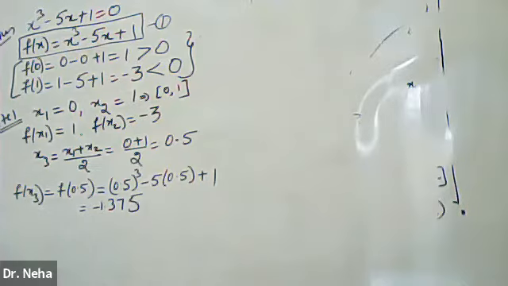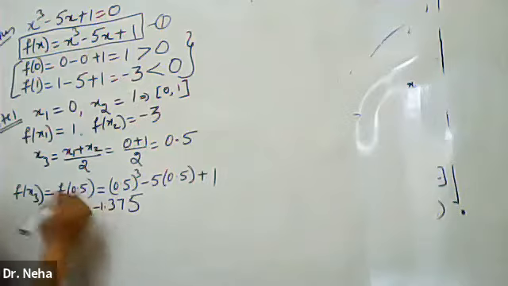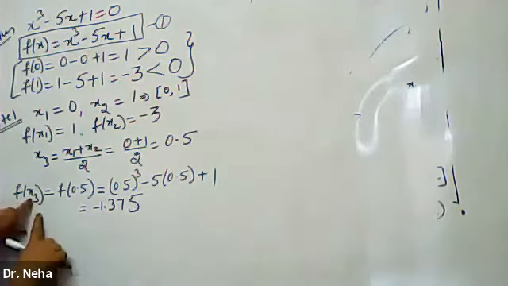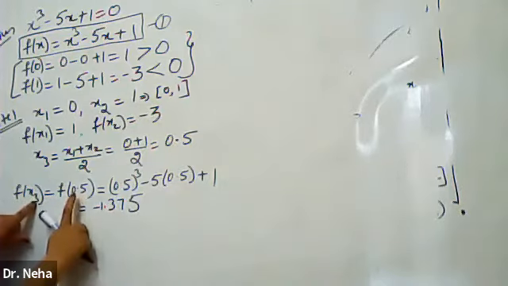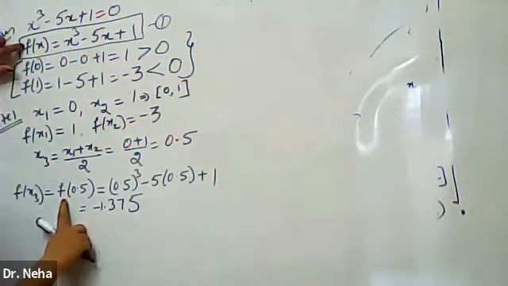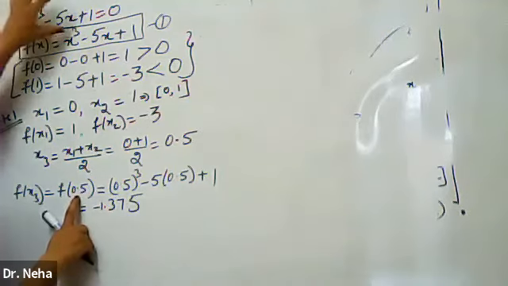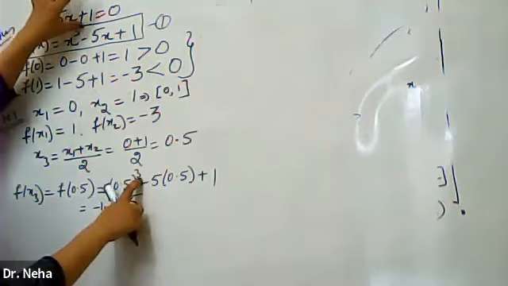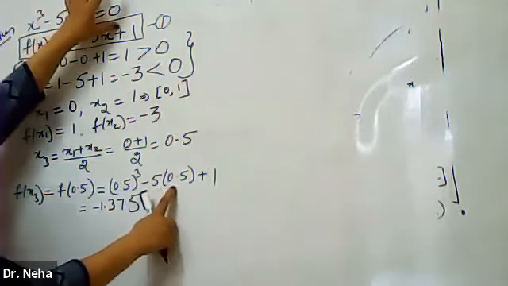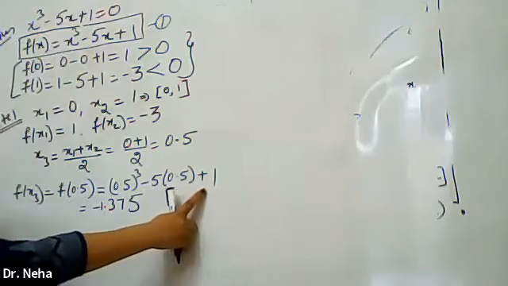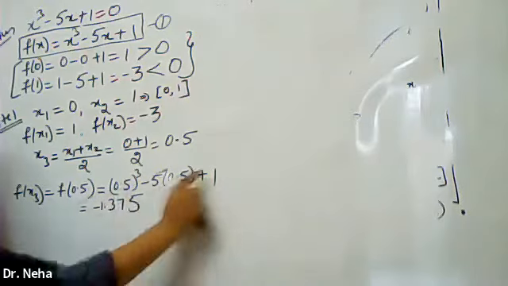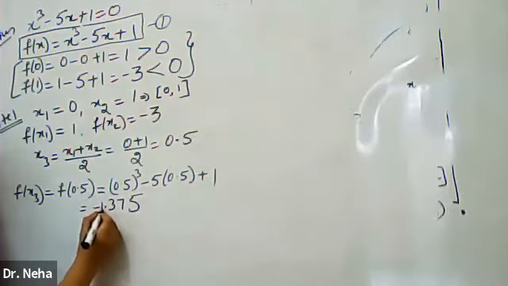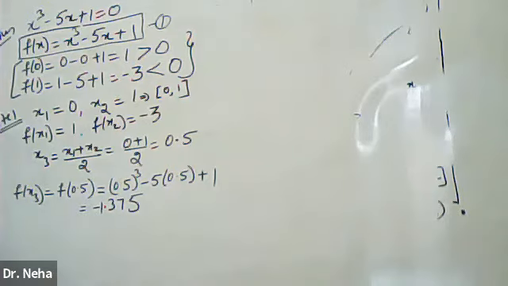Madam, please repeat, how is this value? fx3, we have to find fx3. What is x3? 0.5. That means f at the point 0.5. Now whenever you find f, use equation number 1. Put x equal to 0.5 on the right hand side. 0.5 cube minus 5 into 0.5 plus 1. Clear? Please respond. Yes, madam. So after solving this, you will get minus 1.375. You can verify.